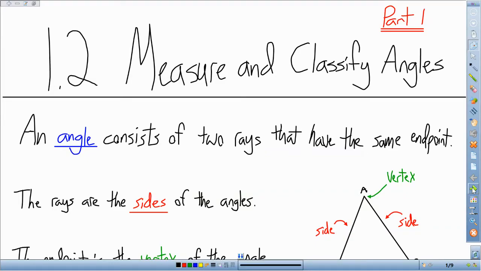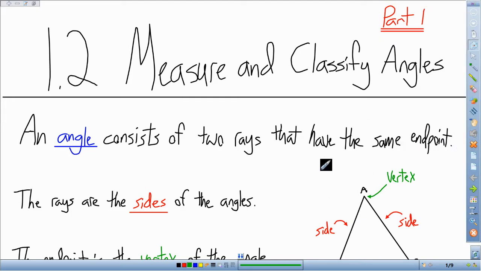What's up, everybody? So today we are looking at 1.2 Measure and Classify Angles Part 1. All right, before we do anything, go ahead and get this title at the top of your paper. Don't forget the Part 1. I'll need to see that when you eventually turn these notes in at the end of the trial.